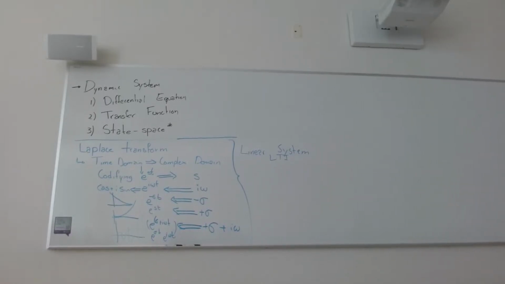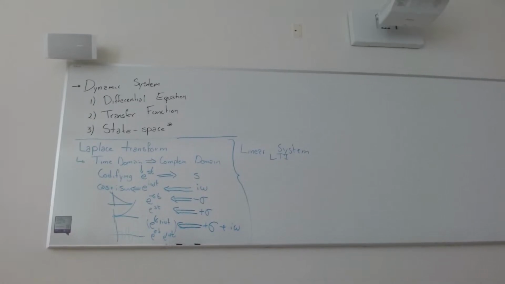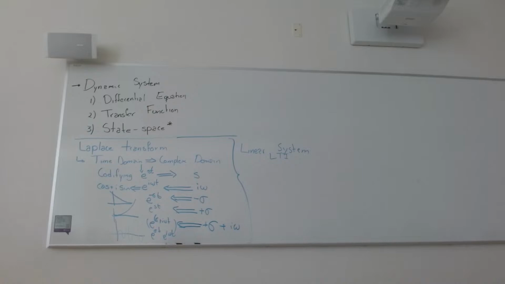Time invariant means that the coefficients are constant, like the spring coefficient or the damper coefficient. It is the same. Okay. More restrictions. Integration from 0 to infinity instead of minus infinity to infinity.